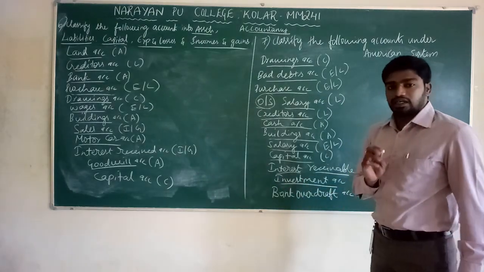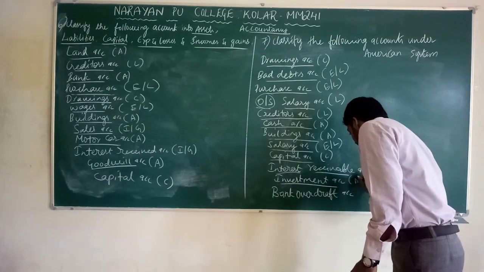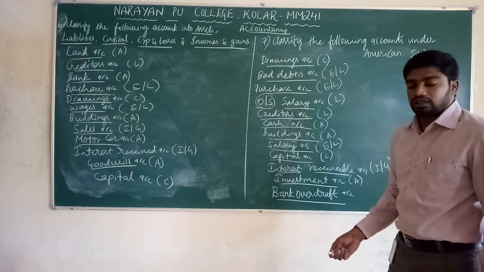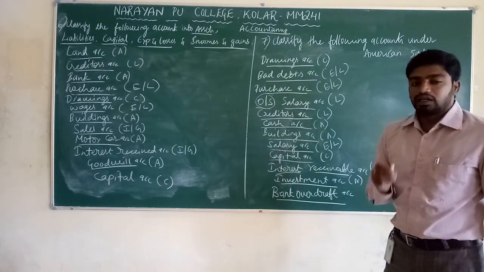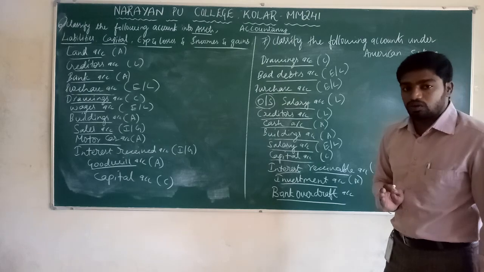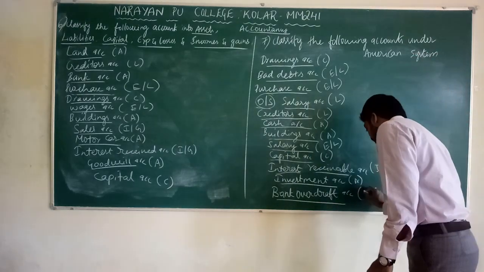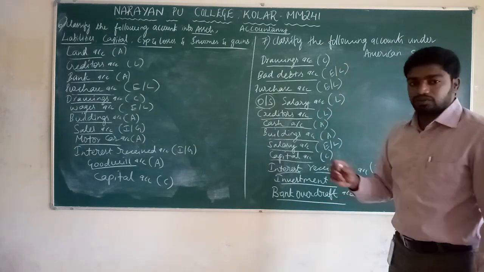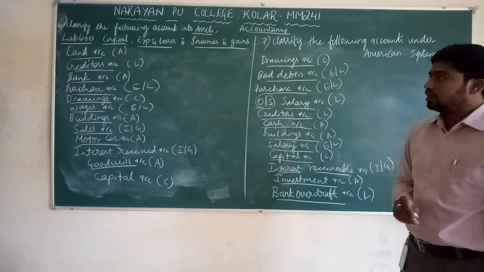Investment account, it is an asset. Next, last one, bank overdraft. This is a new item for you. Bank overdraft, I have already given in the format, it is a liability. These are the accounts you should do the classification for in the notes.